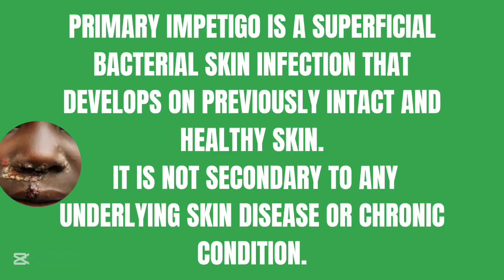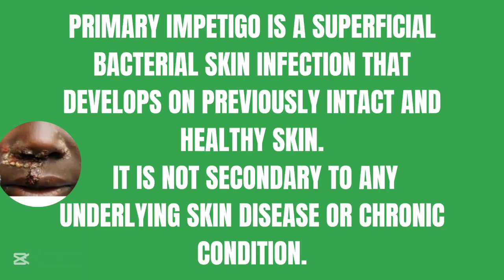So primary impetigo is a type of impetigo that develops on previously intact and healthy skin. And what this means is that there was no pre-existing skin condition or trauma before the infection began. Now it is one of the most common skin infections in children, particularly in hot and humid environments.